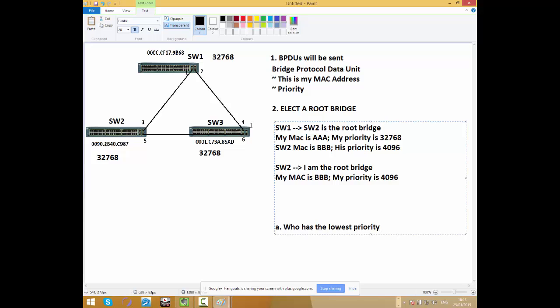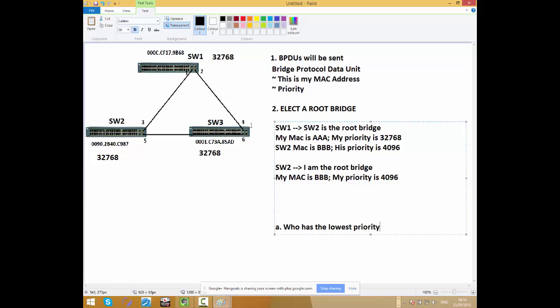I'm the root bridge. My priority is zero. It's not 4096. So instantly, they all stop advertising themselves as the root bridge, or switch 2 as the root bridge. They now start advertising this new information as the root bridge. I'm not sure if that is clear. Is that clear, Carlos? Yeah. Mark, is that clear? Yeah, that is.